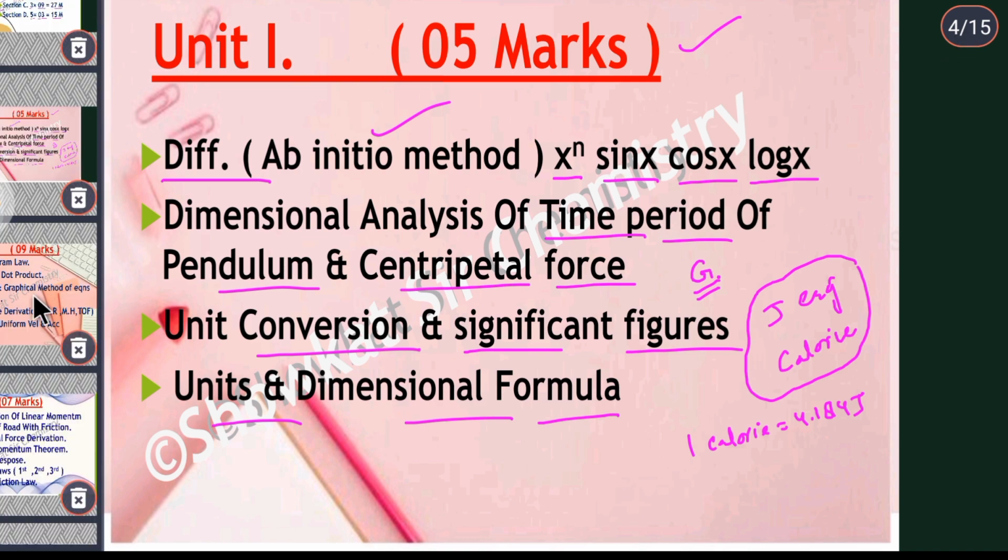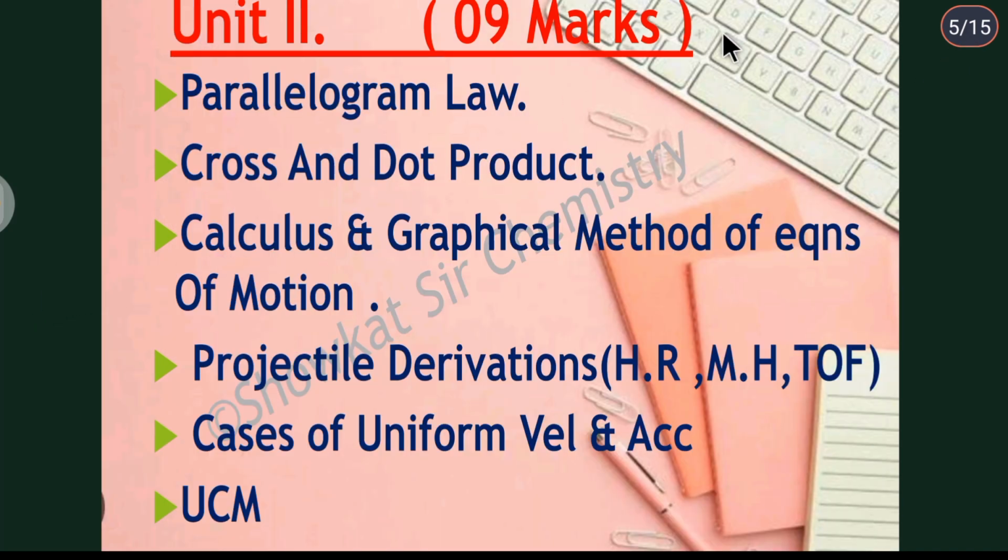And the next is unit number second, which carries 9 marks, right? This unit will be very important because from this a long answer type question carrying 5 marks will be asked. So here you will study first of all the parallelogram law, and the cross and dot product of vectors, right? Next you have to study calculus and the graphical method for equations of motion.